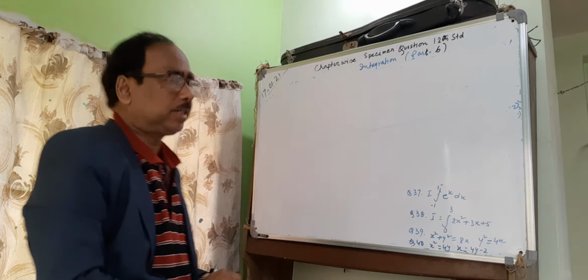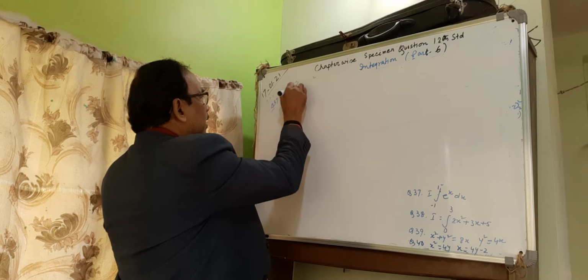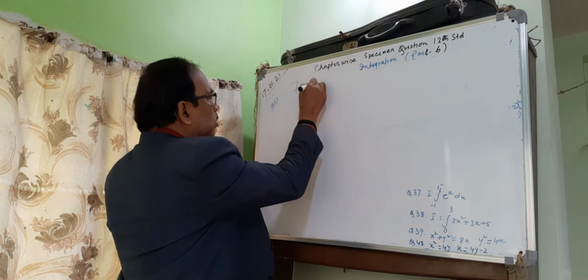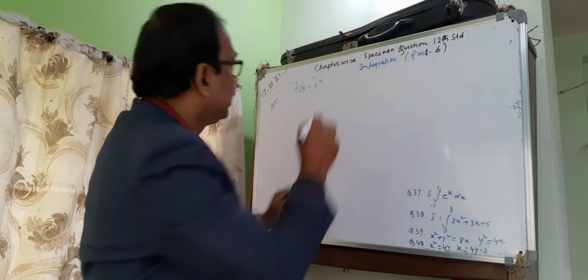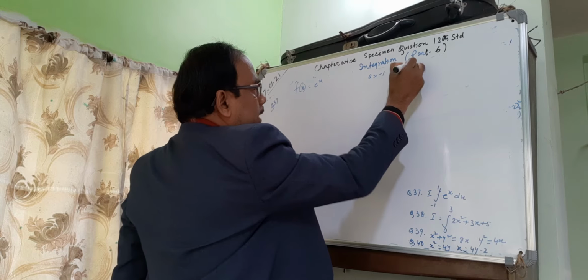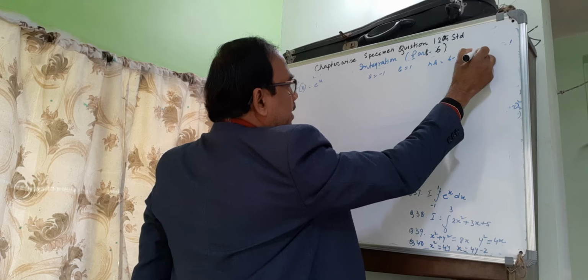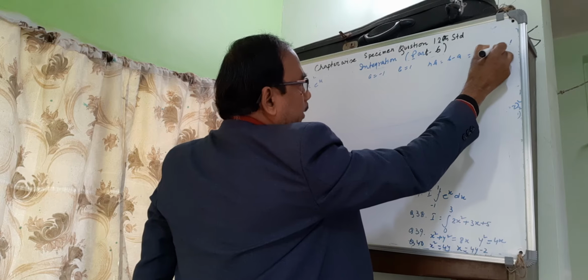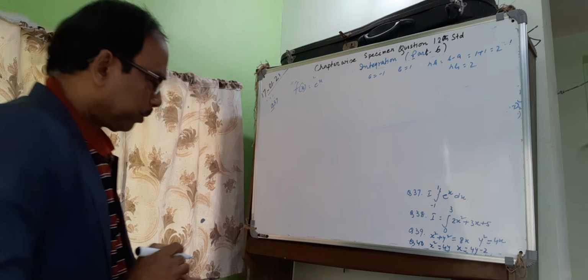Question number 37 is exponential sum. Here, f of x equals to e to the power x given, from minus 1 to 1, here a is minus 1 and b is 1. So nh equals to b minus a, that is 1 plus 1, that is 2. So nh value is coming 2.